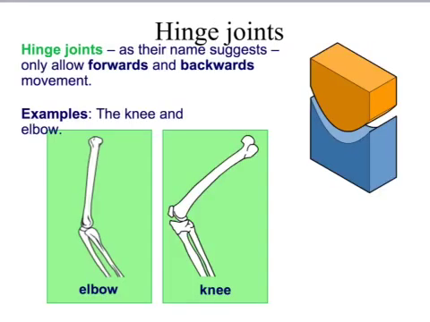Now the other ones that we're going to have a look at are hinge joints. We've already had a look at these in our two examples of synovial joints, our elbow and our knee. We can see that we've got the cartilage at the end of those bones, and we've still got that synovial fluid in the middle of it. A hinge joint is normally a synovial joint as well, but as their name suggests, they only allow that forwards and backwards movement. All they're going to do is go from one direction to the other, forwards and backwards, in both examples that are given.